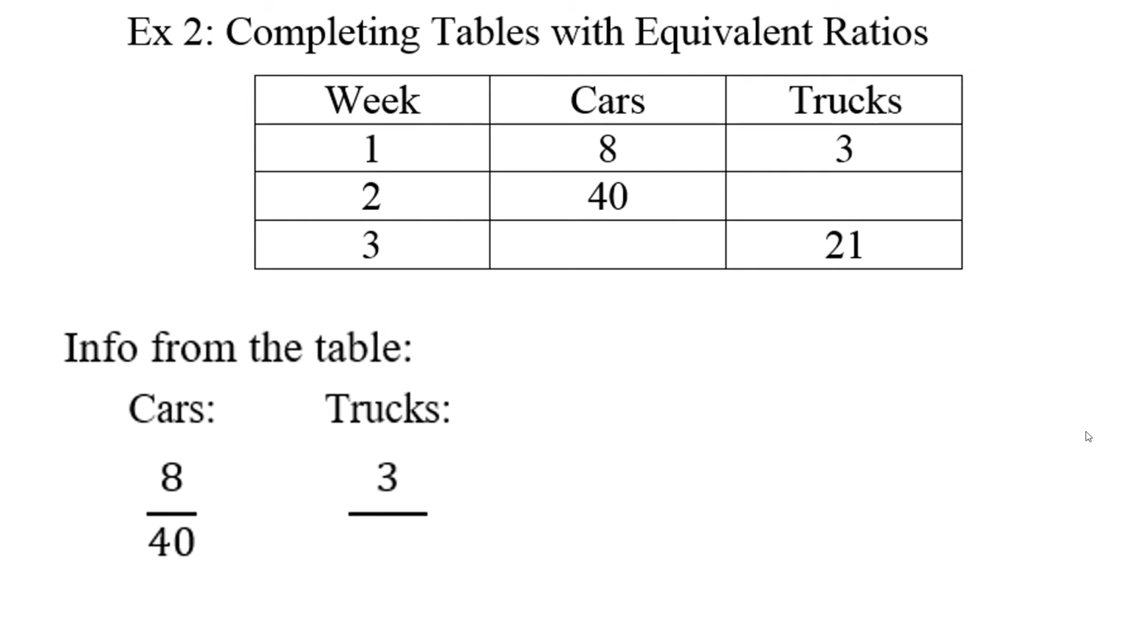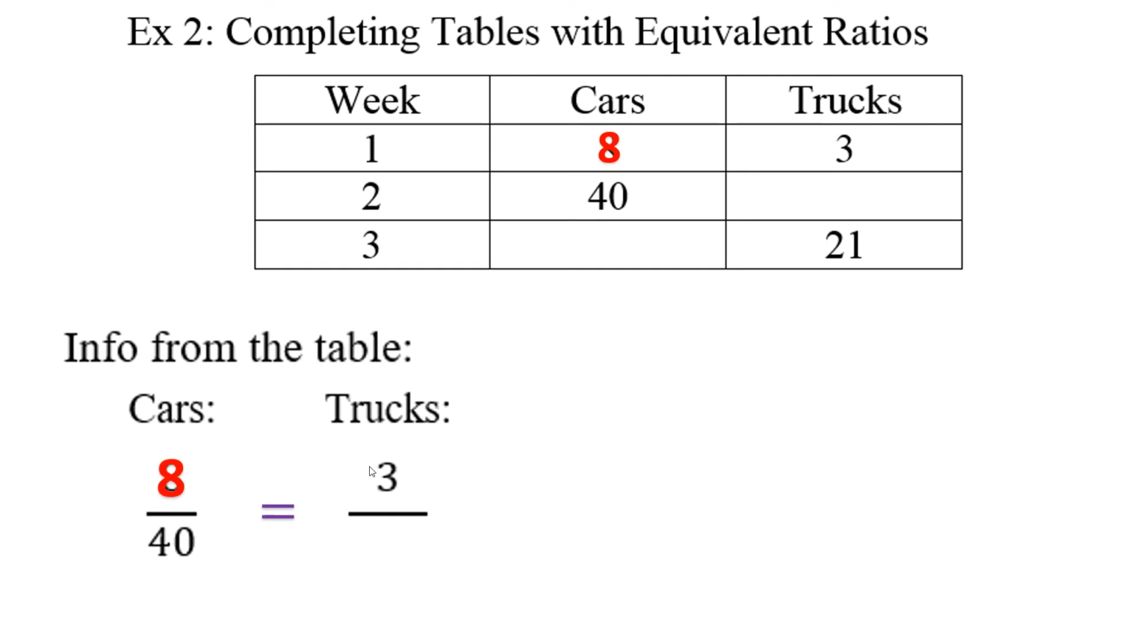Here's example 2, completing tables with equivalent ratios. So the setup would be 8 compared to 40, 8 over 40, and then across from the 3, the 8 and the 3 match up. So our relationship is that these are equivalent and equal.